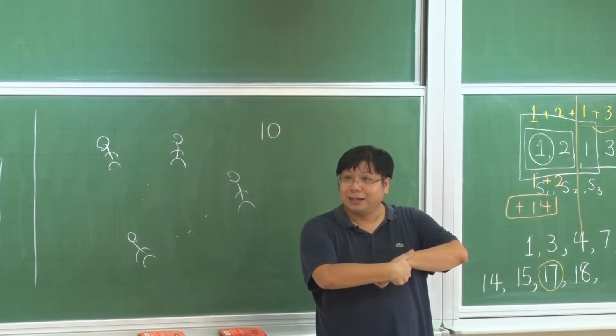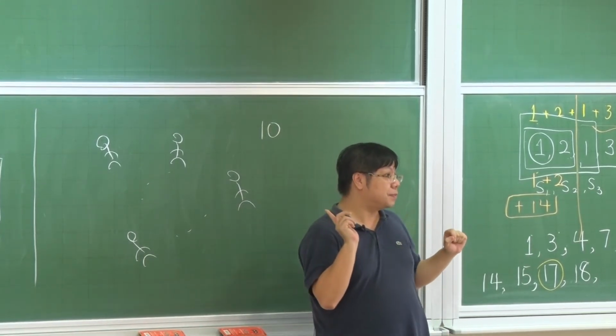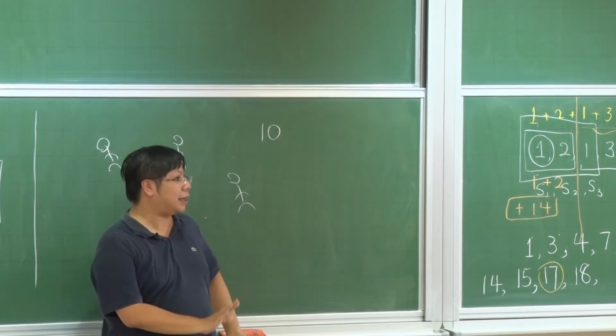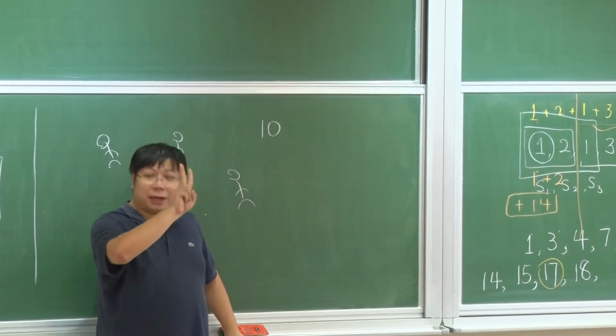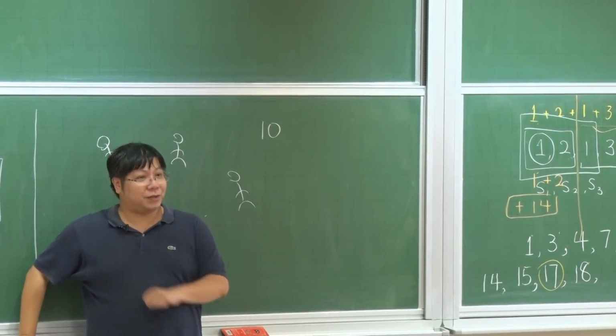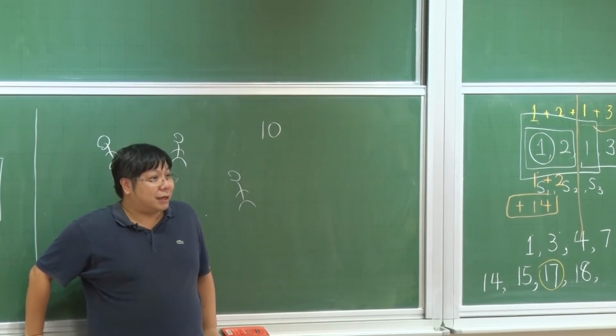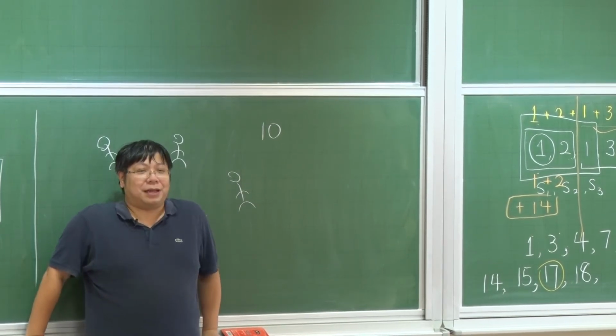Is that okay? Now 10 people. No matter how many times they shake hands, or the ways that they shake hands with the others, we must be able to find 2 persons who have the same number of times of shaking hands. This is very strange, right? But this is a very simple application of the pigeonhole principle.